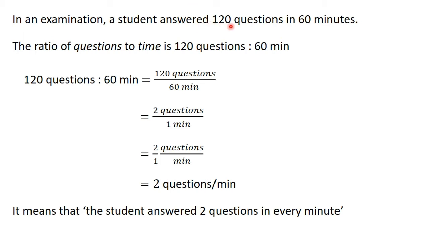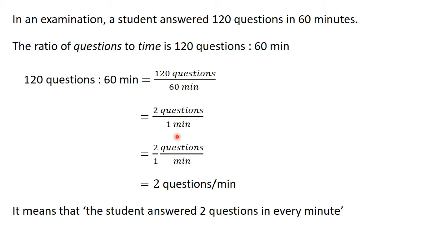From the example, we are told that he answered 120 questions in 60 minutes. By using ratios, we have been able to break it down to know that the student answered 2 questions per minute. This means that in every minute, the student answered 2 questions. Now let's consider something here.